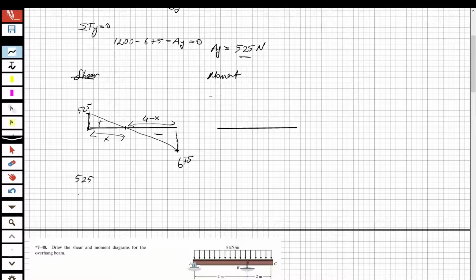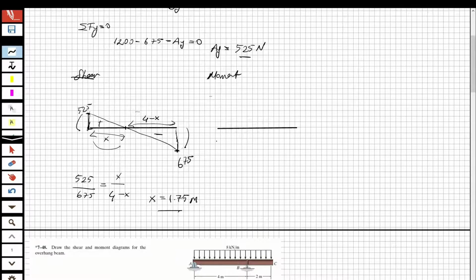525 over 675, if you remember from the similarity of triangles. So I'm going to divide the 525 over 675, and it's going to be equal to x over 4 minus x. From this ratio, I'm going to obtain x equal to 1.75 meter, okay?